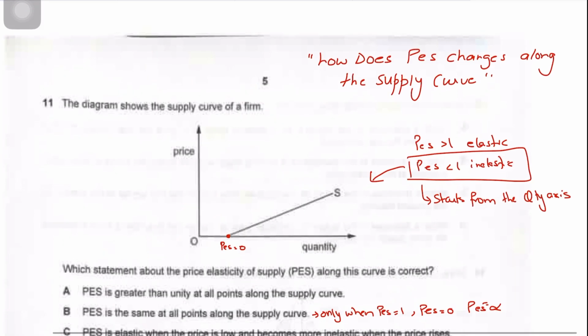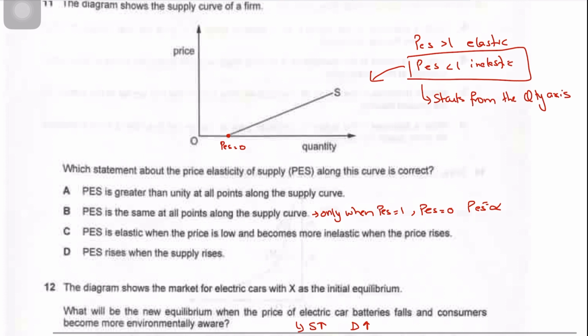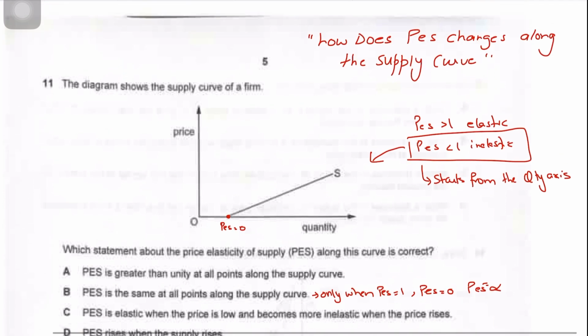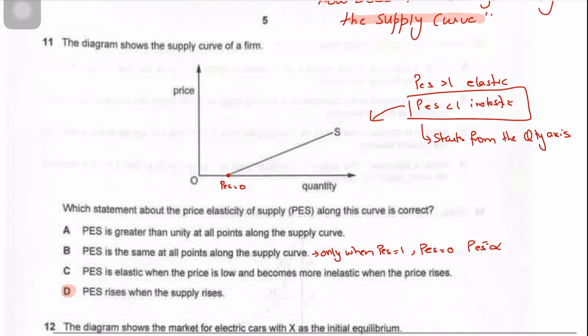So guys, question 11, the diagram shows the supply curve of a firm. Which statement about the price elasticity of supply is correct? Now, as you know, the supply curve starts from the quantity axis, that is the x-axis. It's inelastic overall, but as you go up the curve, the elasticity increases, right? I have a YouTube video for it, so you can check it from there: how does PES change along the supply curve? So the correct answer for this question is D, that PES rises when supply rises, because as you go up the curve, your PES will actually rise as your quantity supplied is increasing, as your supply is going up.